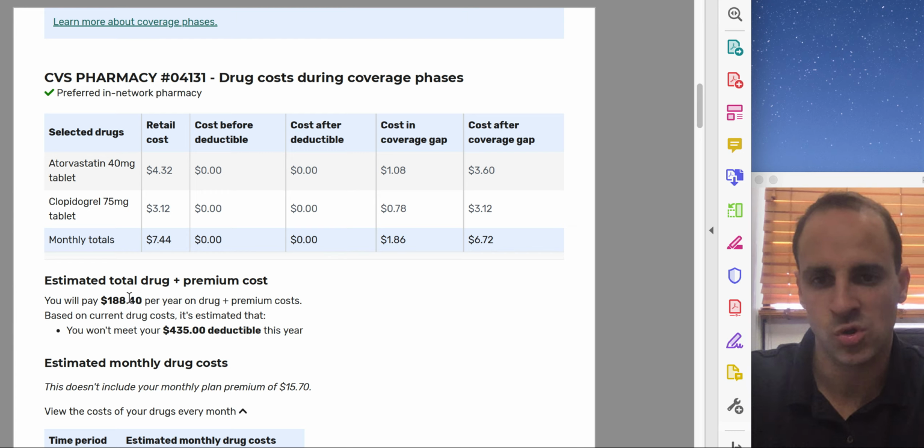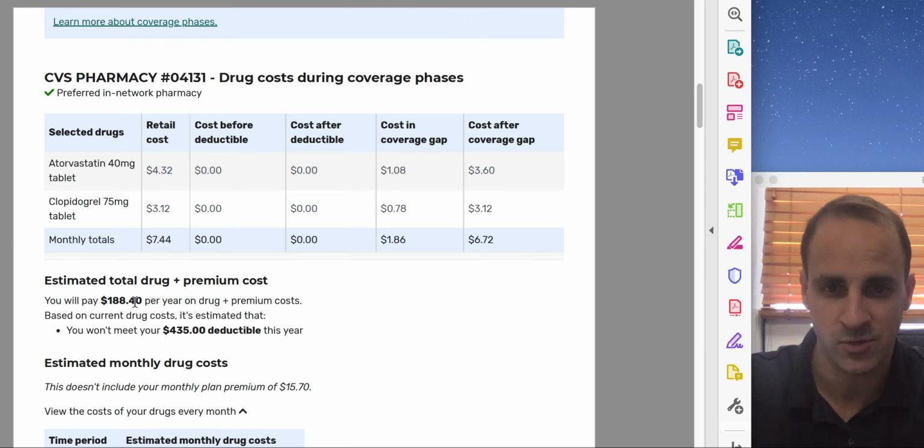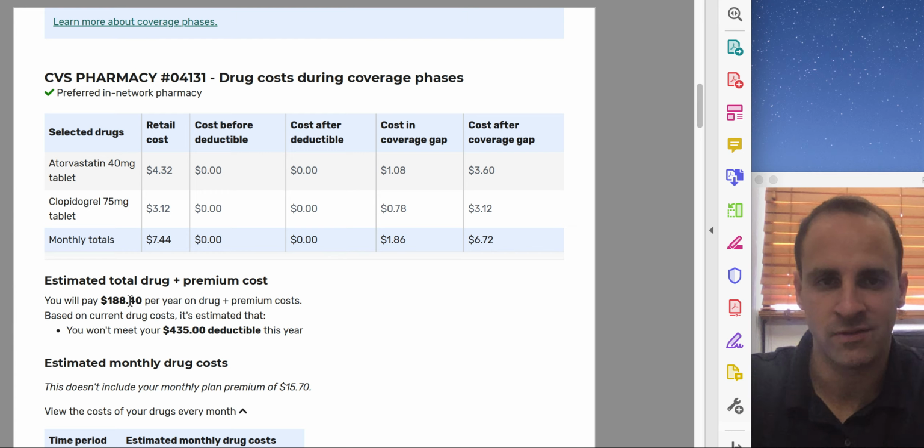So for this individual, the $188 for the year is really just the premium of $15.70 a month times 12 months. So if you multiply that out, you get $188.40. If they happen to have a copay for the drugs, you would see that number would increase. It tells you will not reach your deductible this year. Again, based upon these 2 drugs, that's what the model is based on. You're not going to hit that deductible.